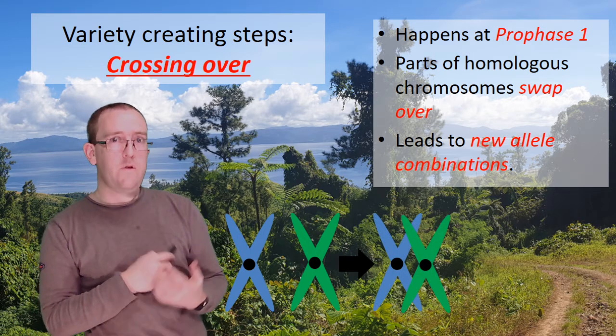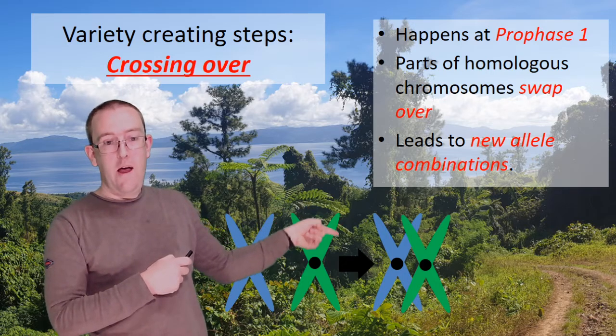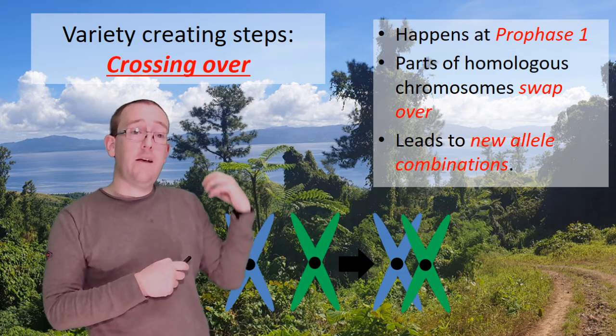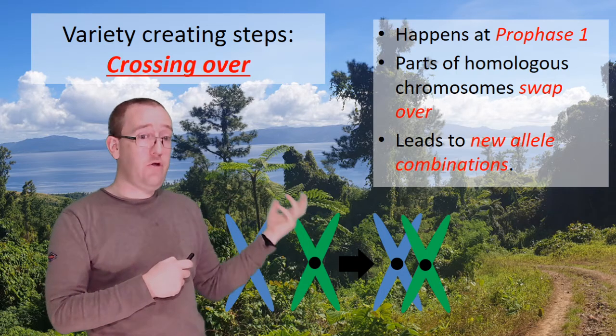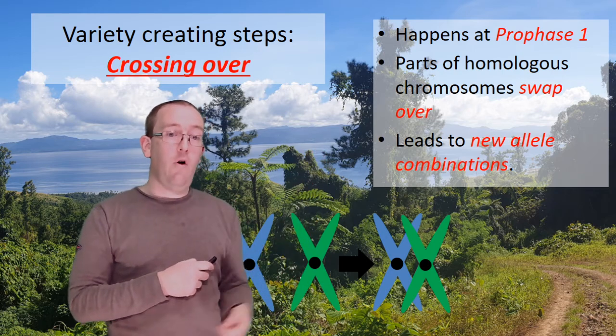Now I've only overlapped them slightly so we can see easily, but each of these places where we've got crossed over chromosomes, we call that a chiasma. In this case we've got 2. There may actually be many hundreds or many thousands up or down the length of the chromosome.